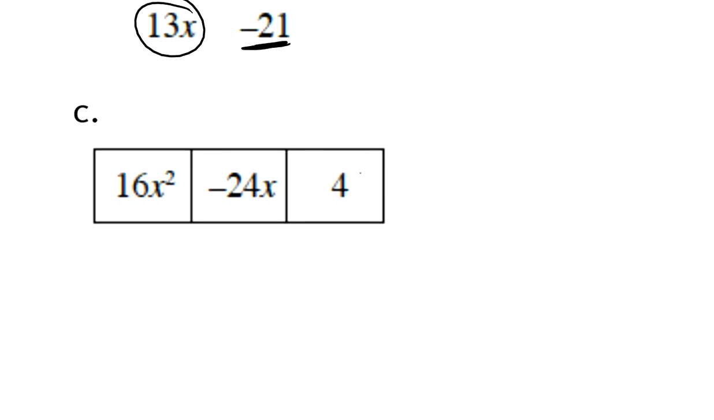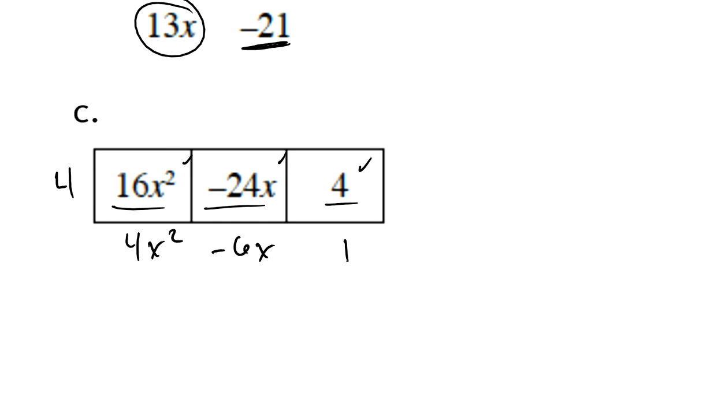This time we're starting out with the values inside the boxes. If I look at 16, negative 24, and 4, all three of those may be divided by the number 4. So I could just bring a 4 outside of the box and then divide this term, this term, and this term by 4. 16x squared divided by 4 is 4x squared. Negative 24x divided by 4 would be negative 6x, and then 4 divided by 4 would be 1.